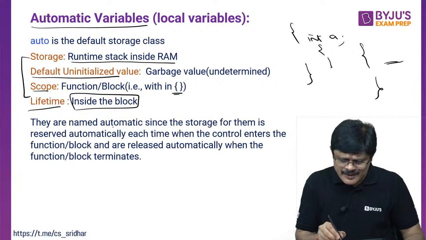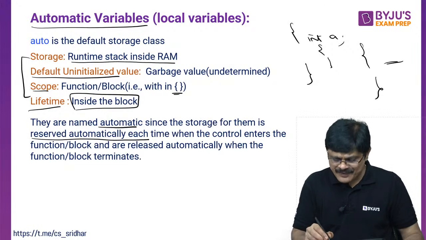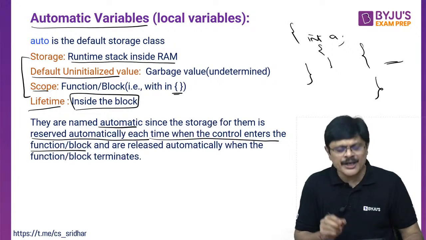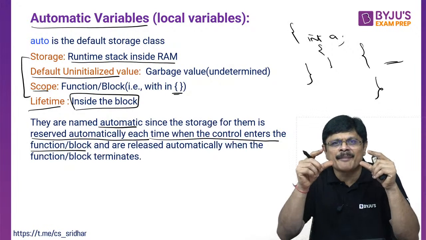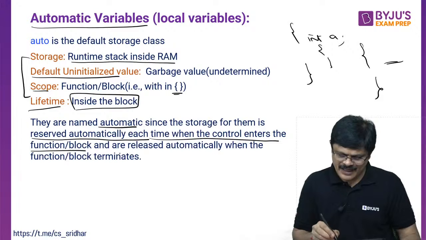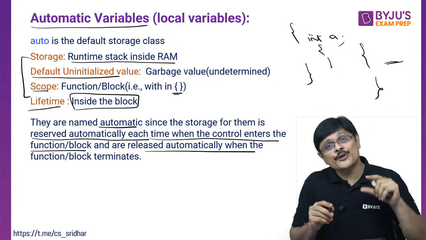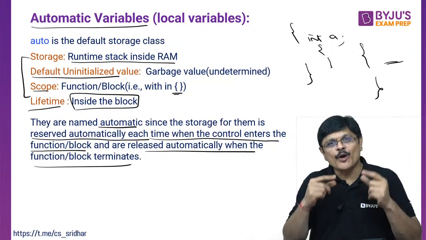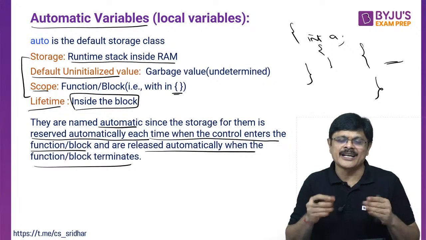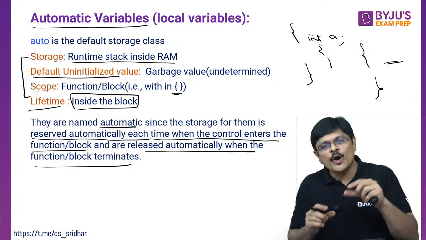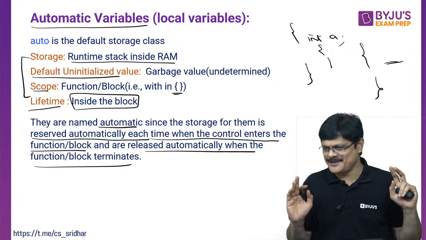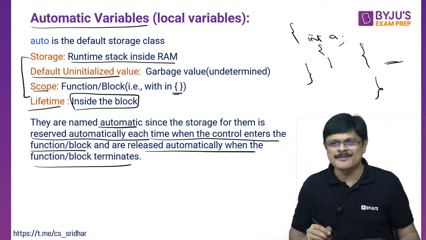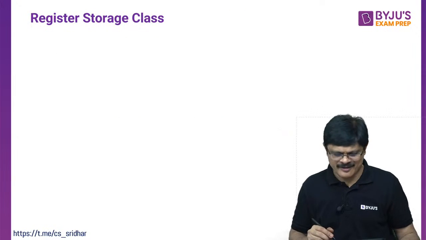The automatic variables are named automatic since the storage for them is reserved automatically each time the control enters the function or the block. Each time the control enters that function or block, memory is automatically created for those variables. And memory is also released automatically once the block or function terminates. So when you enter the block, memory is automatically created; when you leave the block, memory is automatically deallocated. That is about automatic variables.